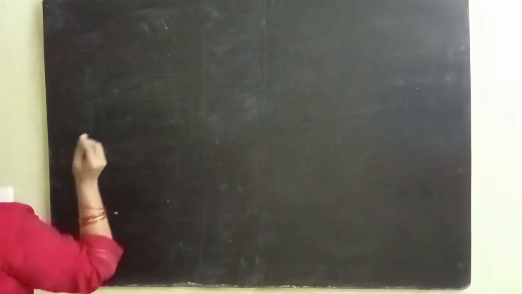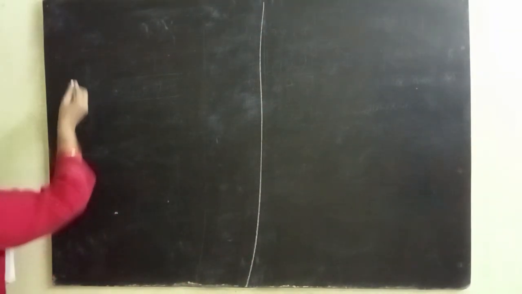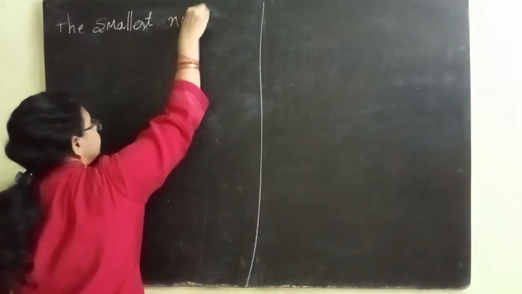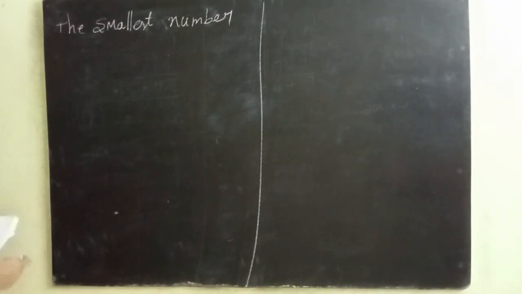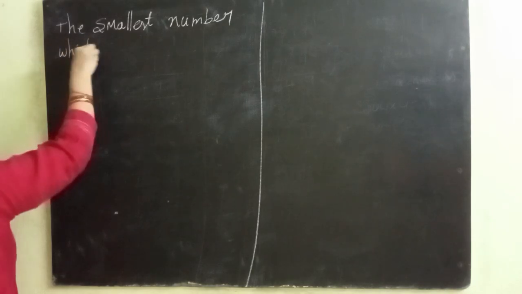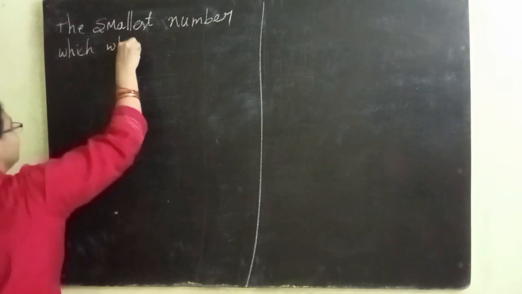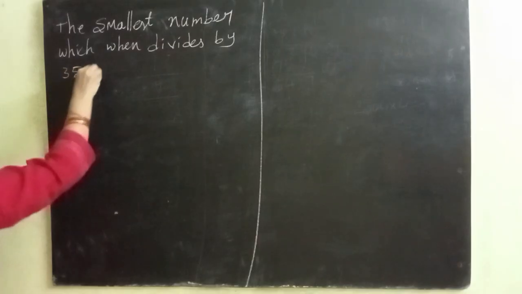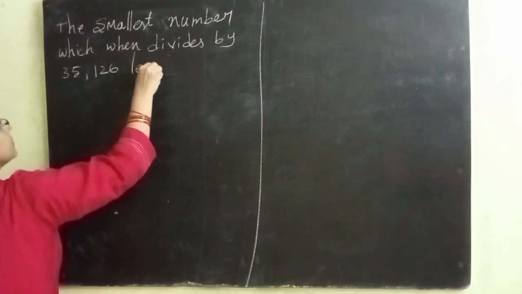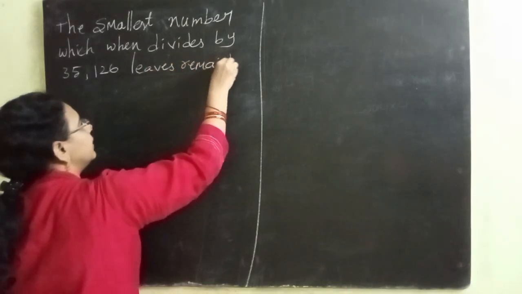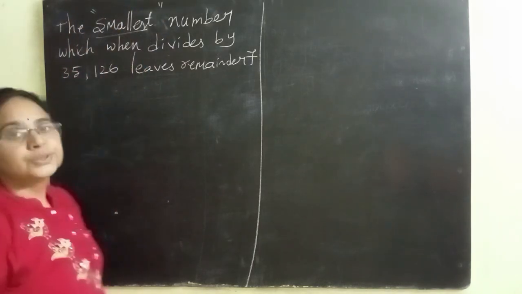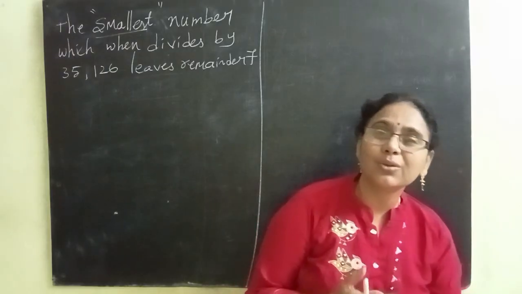HCF is a factor of LCM. Next one, a word problem we will see here. The smallest number which when divided by 35 and 126 leaves remainder 7. What can you do here? The smallest number, underline. Smallest, so you have to go to LCM.